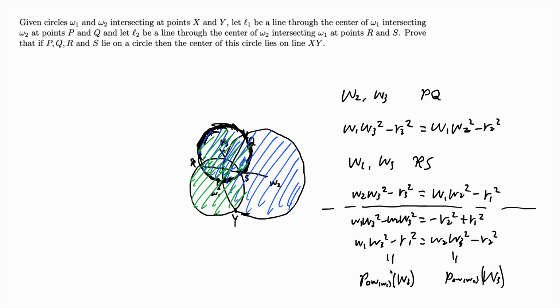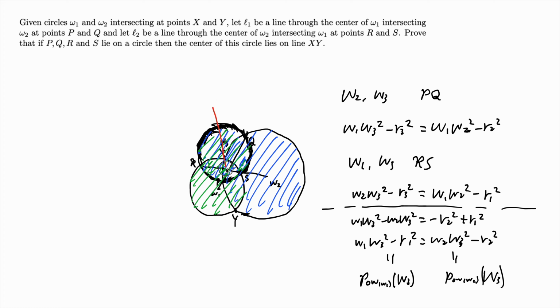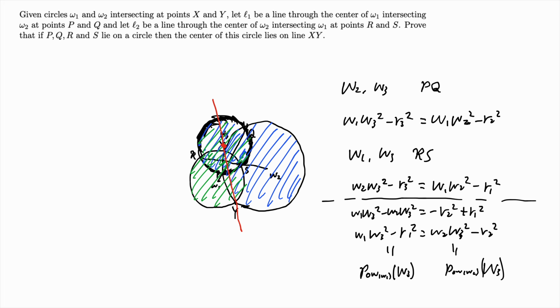That means it lies on the radical axis, and the radical axis is the locus of all the points that have the same power from the two circles, and it is an if and only if condition. And also we know that the radical axis is a straight line like this. And thus we should have it here because we know that it's the same. And that completes our proof.